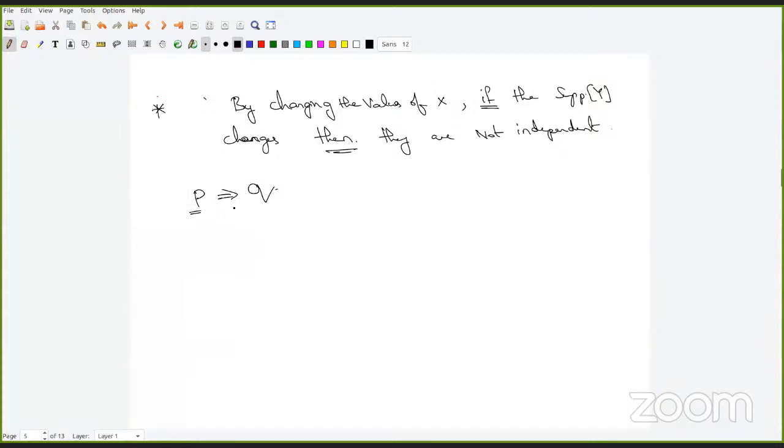There are two statements P and Q. If one statement is implying the other statement, this will not imply that Q implies P. So this conclusion you cannot draw. Or even a bit more strange, you can't say that not P will imply not Q.